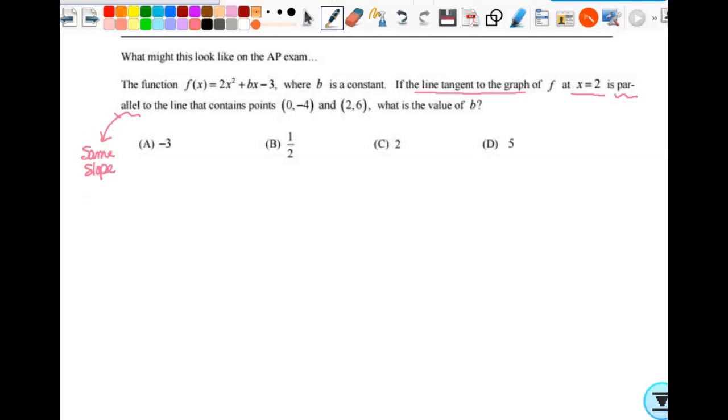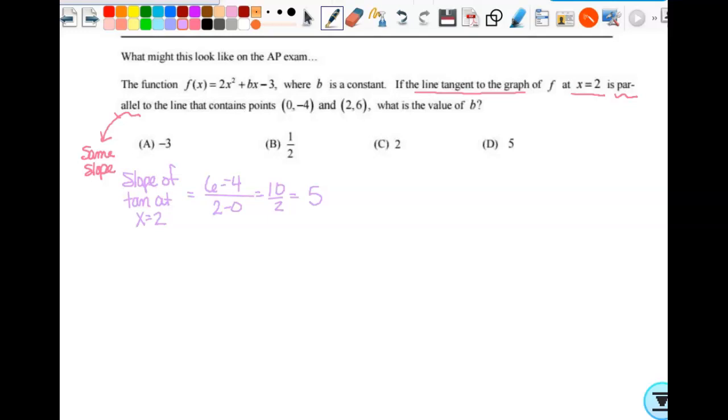So the line that is tangent to this function at x equals 2 is going to have the same slope that I have going through these 2 points. Does that make sense to you? Okay, so to find the slope of the tangent at x equals 2, I'm just going to use these 2 points. That'll be 6 minus a negative 4 over 2 minus 0. So that's 10 over 2, which is 5. Okay. So I have the slope of the tangent line.